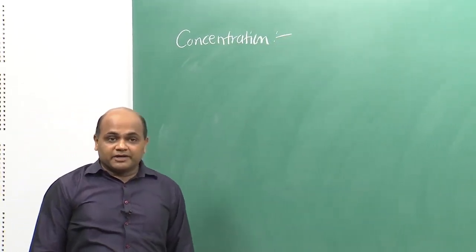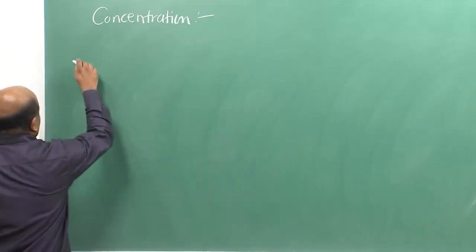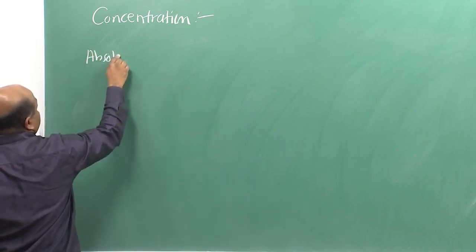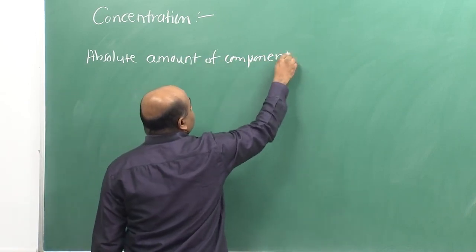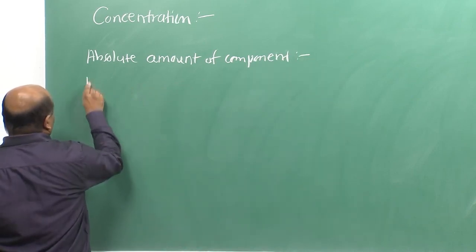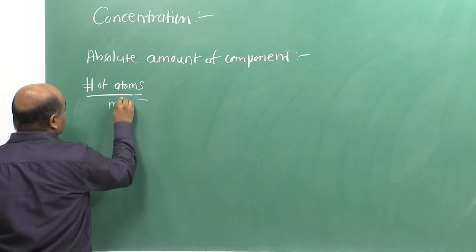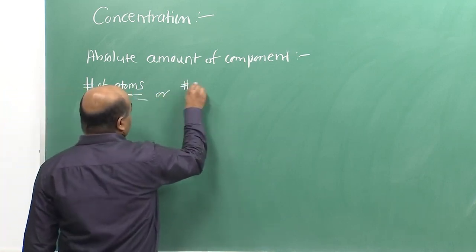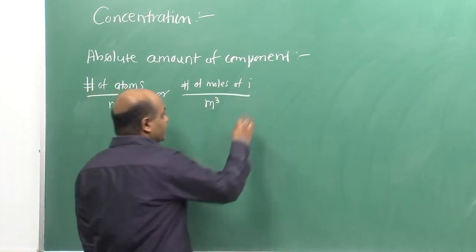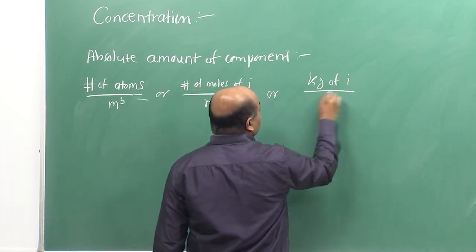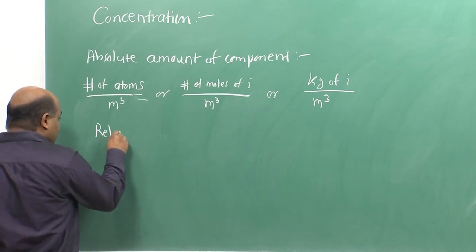So, concentration is an important parameter here, and concentration can be expressed in a number of units. It can be either in terms of the absolute amount of a component, for example, the number of atoms per unit volume of the alloy, right. So, number of atoms per meter cube, or it can be number of moles of I per meter cube of alloy, or it can be in terms of weight, kg of I per meter cube of alloy, or it can be in terms of relative amount of components.